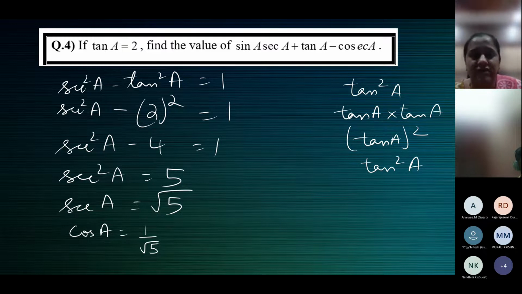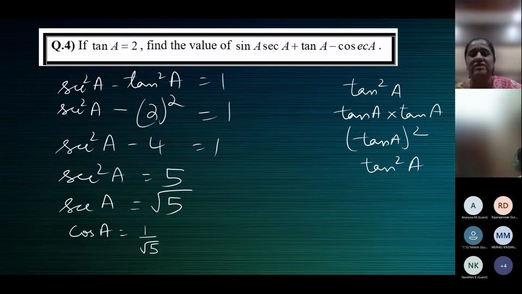Tan A is 2. So what's the value of cot A? 1 by 2. Now we found secant A is root 5. So what's the value of cos A? 1 by root 5.